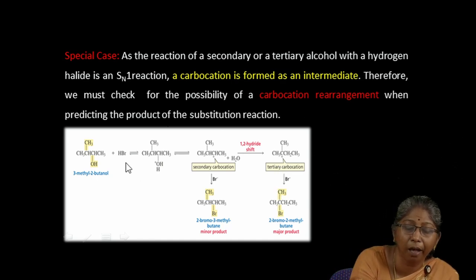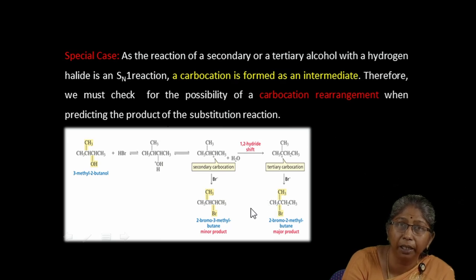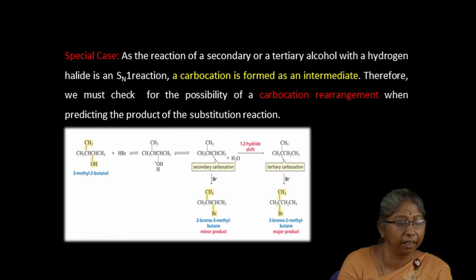The OH is present on the second carbon. Now in the product, the bromide ion is on the next carbon instead. This is because of carbocation rearrangement, and this is the major product. So this is a special case in primary, secondary and tertiary alcohols undergoing substitution reactions.